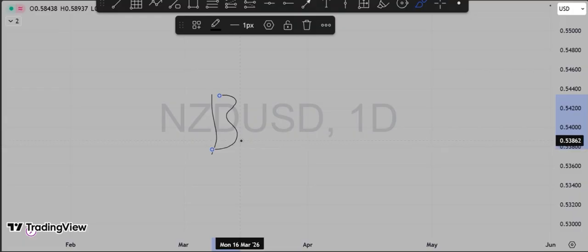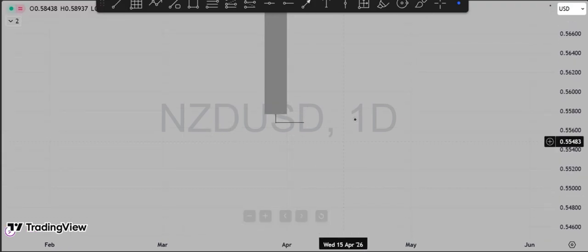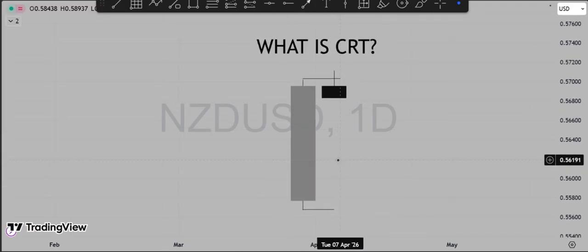So today I'm going to be explaining what CRT is. I've had a lot of complaints in the comment section asking about CRT. So today I'm going to be teaching you guys the full meaning of CRT and what it is, so that you can use it in your trading journey. All you have to do is take a pen and a book, so you can jot some things down if necessary. Let's dive in. So first of all, what is CRT?